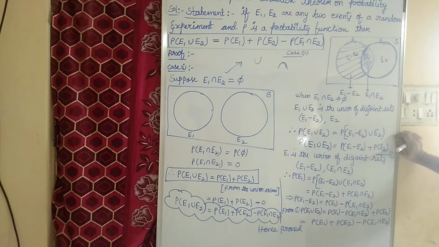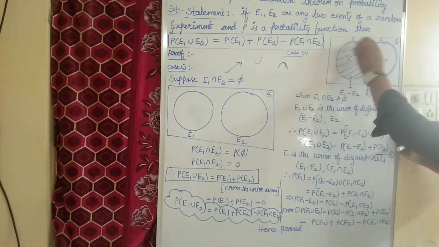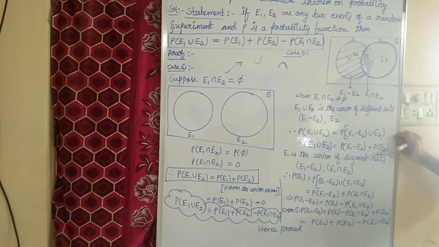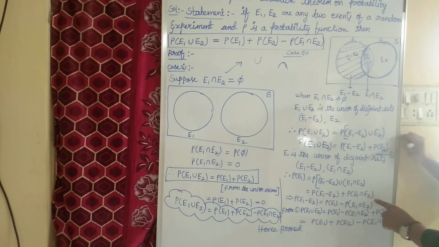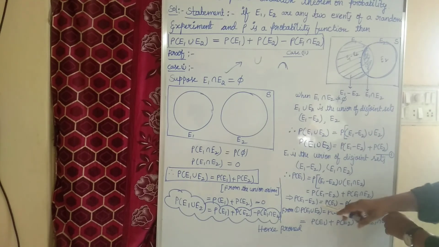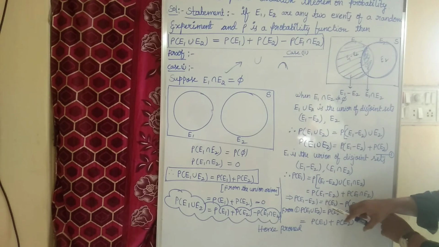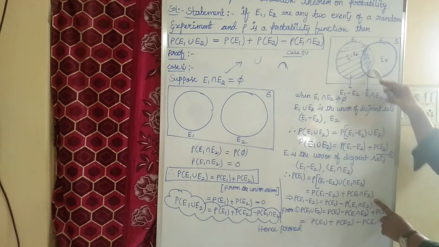Now coming to E1, this part. This is the union of E1 minus E2 and E1 intersection E2. The probability function is P of E1 minus E2 plus P of E1 intersection E2. That's what. Right? So, therefore, what is P of E1 minus E2? P of E1 minus E2 means P of E1 minus P of E1 intersection E2.